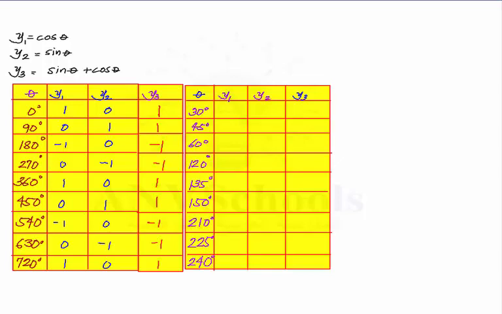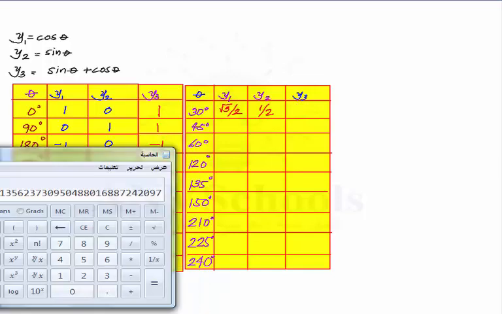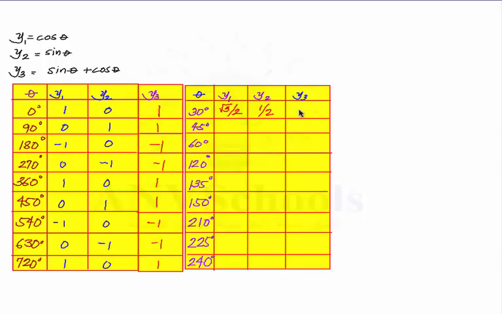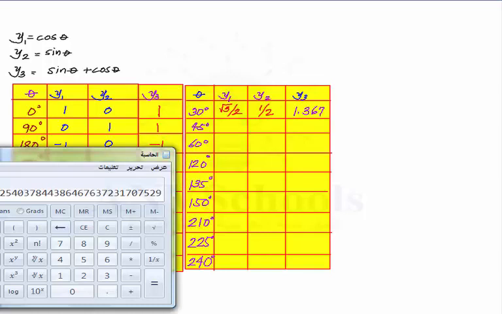y1 in this case is cosine of 30, that would be square root of 3 over 2, and y2 is 1/2, so that would be square root of 3 plus 1 over 2, or in calculator form that would be sine 30 plus cosine 30 equals, that would be 1.367, or 1.366 instead.